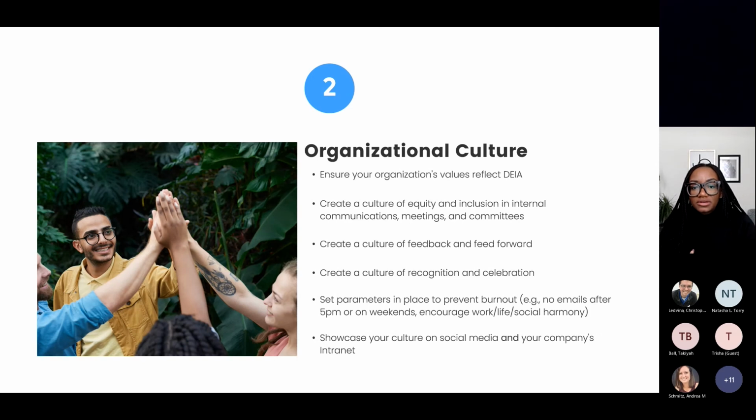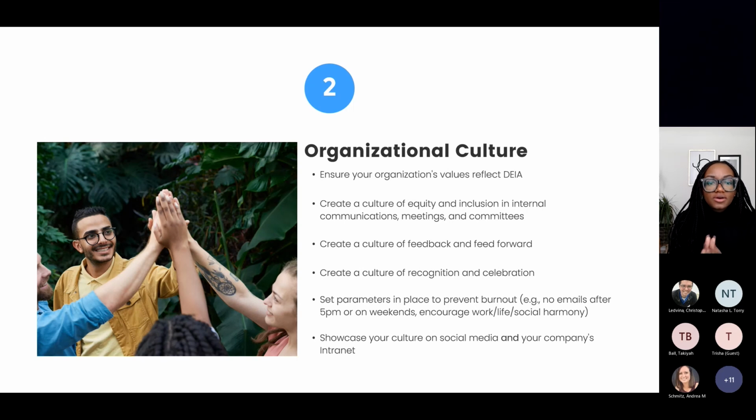And this is really important because a lot of our organizations have been around for years and years. And these value systems weren't necessarily written with DEI in mind, right? And when we talk about values, values are the guiding principles that influence the actions that people take in their organizations. And so it's really important to ensure that they reflect that.